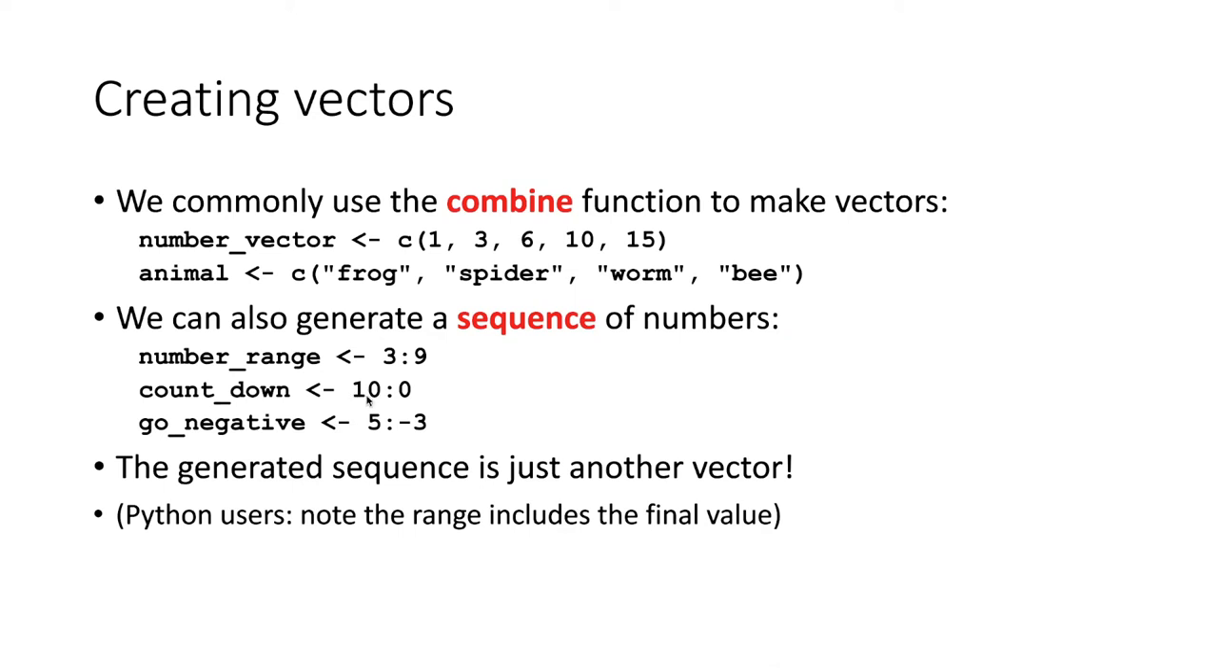So if I have the sequence going from 10 to 0, it'll be 10, 9, 8, 7, 6, 5, 4, 3, 2, 1, 0. And it is also possible for the sequences to go into negative numbers just by specifying a negative end to the sequence. As a practical matter, there really isn't any difference between a sequence that I've specified in this way. It is essentially a vector. So I am making an assignment to an object that we would call a vector object by basically putting a vector into it. If you are a Python user, you should take note that the sequences in R do include the last number, unlike Python, where the sequence goes up to but not including the last number.